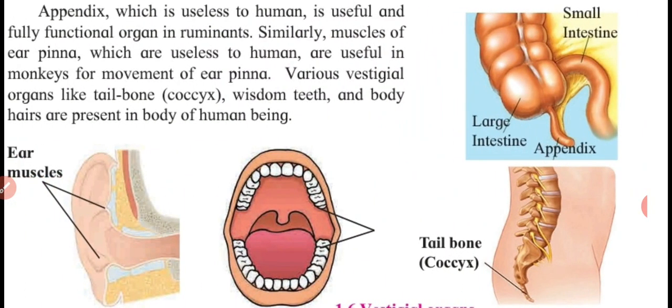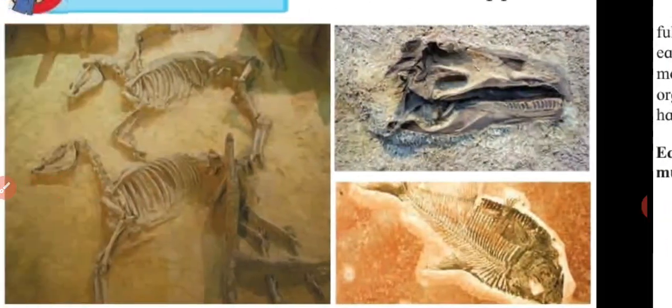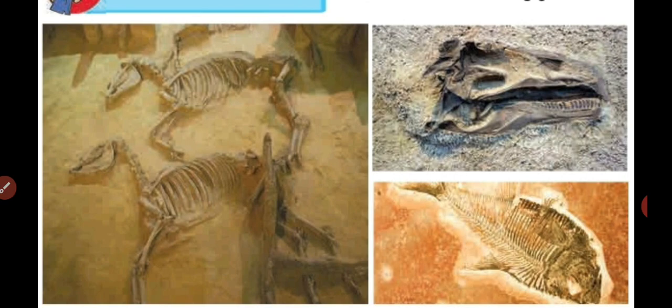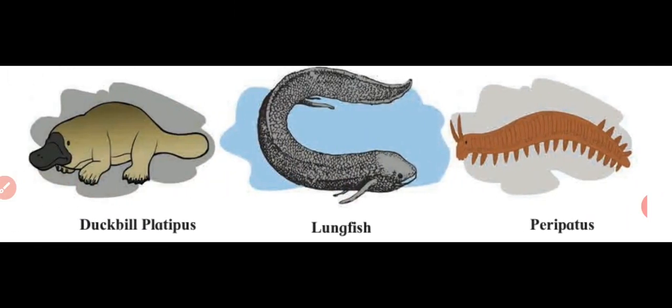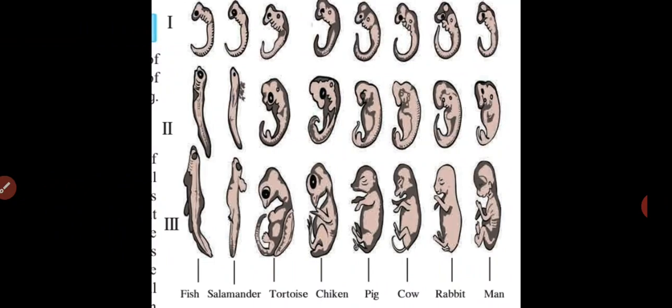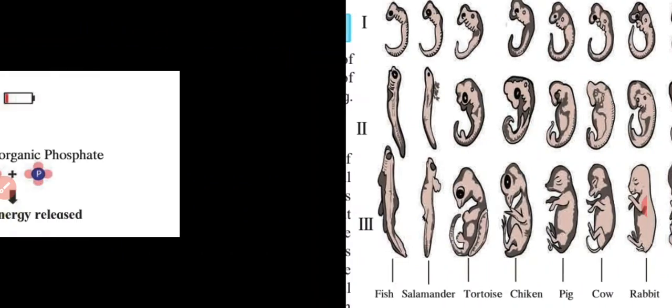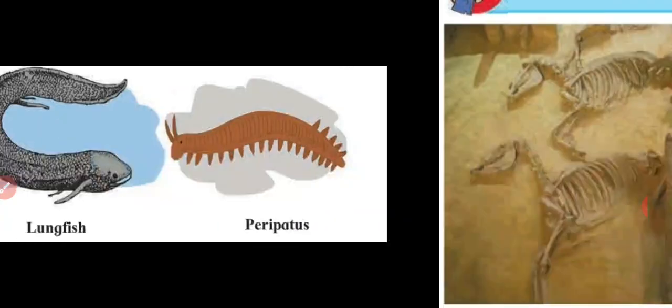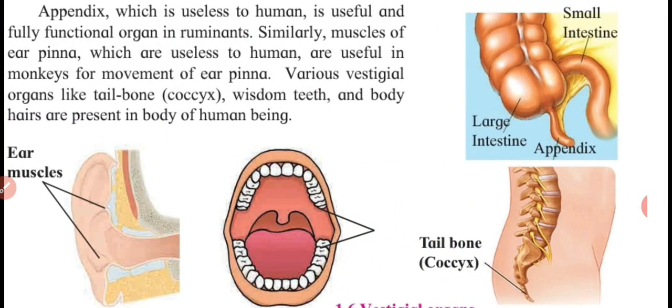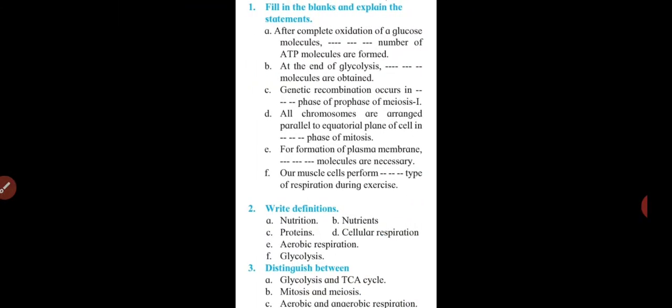Likewise, these are examples of vestigial organs, these are examples of paleontological evidences, these are examples of connecting links, these are examples of embryological evidence. So you are supposed to identify the examples, and then you will write a note on them. I hope you got it.